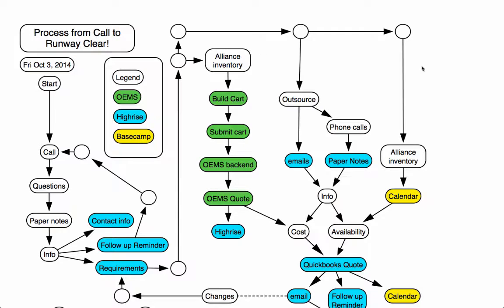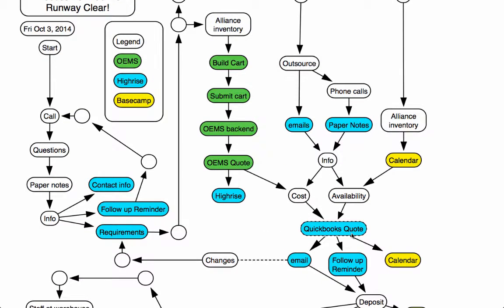So here there's going to be another place. We need to look into our Basecamp calendar to know what kind of events are scheduled for that day and if we have our inventory or not. So this will tell us availability. Now, if we're only doing a small event and there's nothing outsourced, that's all we need to know. With this cost and availability, we're able to make a QuickBooks quote.